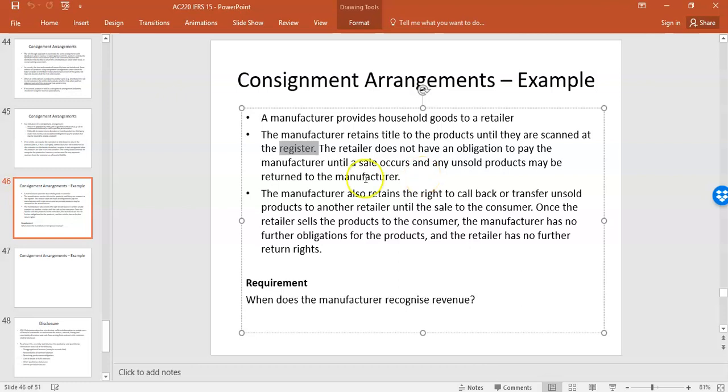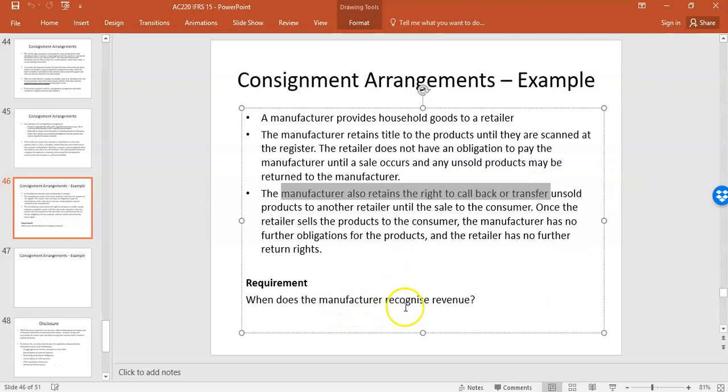So in reality here, you're also told the manufacturer has the right to call back or transfer any unsold product. So that means the manufacturer can go in, take their consignment of toilet roll and say, we want that for something else. So in reality here, the risks and rewards of ownership are still with the manufacturer. They don't get money until it's sold. They have control if they want to take it back. And if the retailer doesn't want it, they have the right to send it back as well.